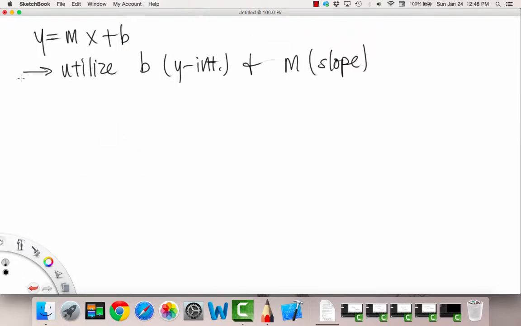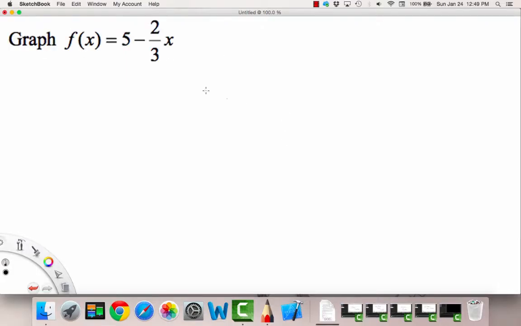So let me show you an example of how we can graph a line. Here's a function we can graph: f of x is equal to 5 minus 2 over 3x. I'm just going to rearrange this to say negative 2 over 3x plus 5. That way we can clearly identify which ones are m and which ones are b. So m is equal to negative 2 over 3, and b is then equal to 5.